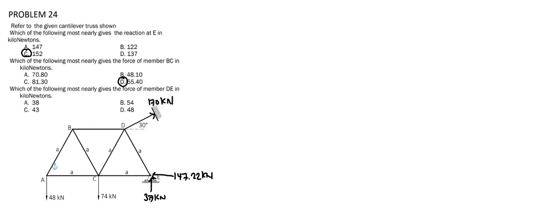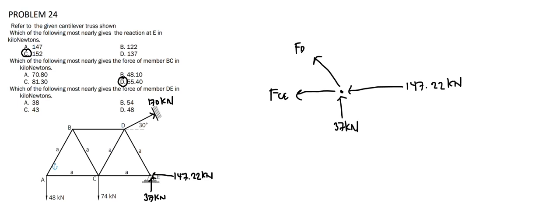Now to solve for the force in member DE, we can utilize the method of joints by analyzing joint E. So at joint E, we have the reactions at the support, 37 kilonewtons going upward and 147.22 kilonewtons going to the left. And we have two forces. Assuming tension, we have forces CE and the unknown force DE. And this angle right here is 60 degrees.